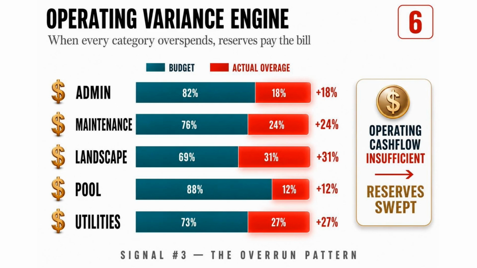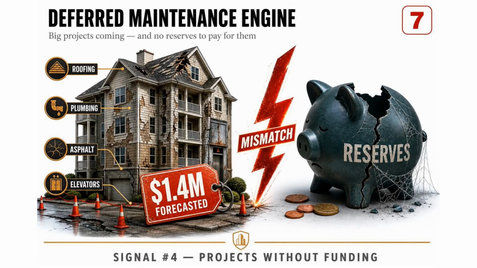3. Operating variance engine. Signal: multiple operating categories are over budget, administration, maintenance, landscape, pool, utilities. Interpretation: operating cash flow is insufficient, increasing the likelihood that reserve contributions are being swept.